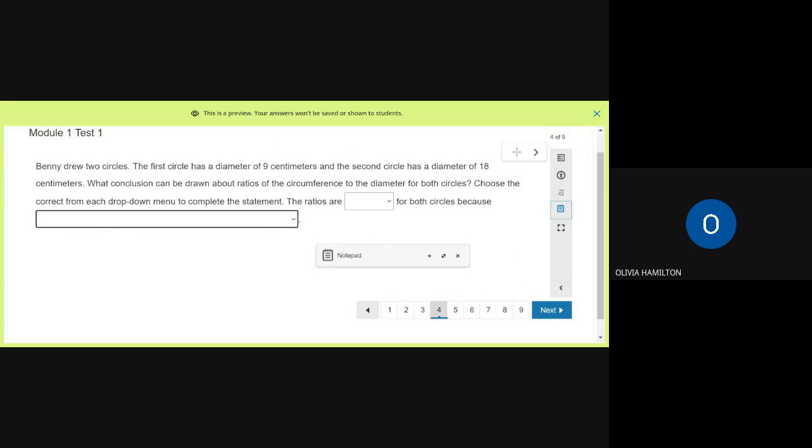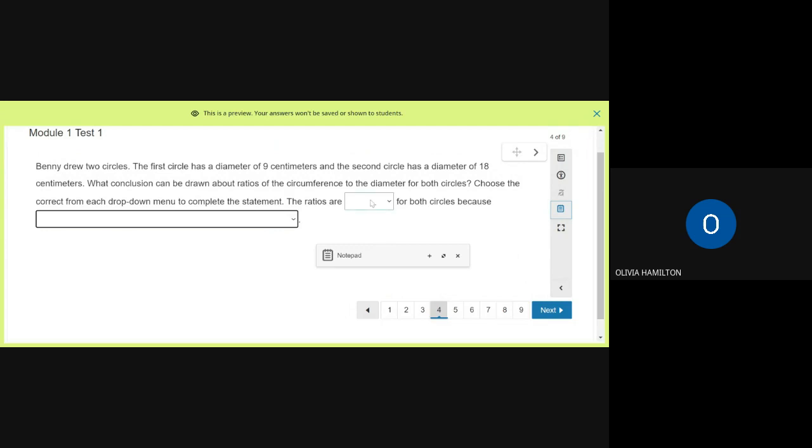Benny drew 2 circles. The first circle has a diameter of 9 centimeters, and the second circle has a diameter of 18 centimeters. What conclusion can be drawn about ratios of the circumference to the diameter for both circles? Choose the correct items from each drop-down menu to complete the statement.